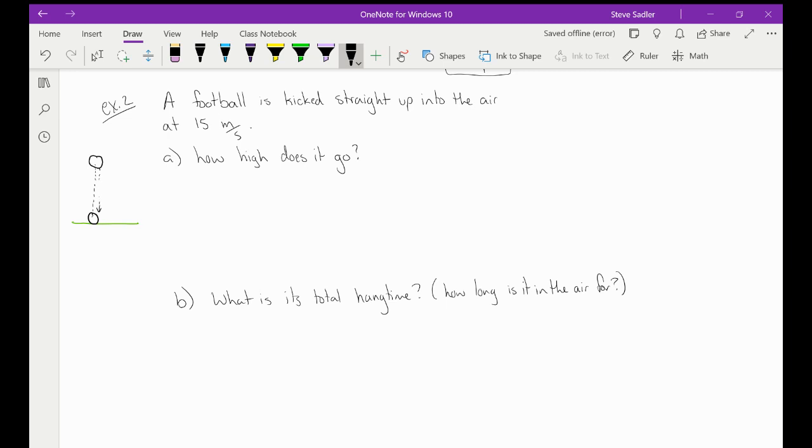So what do we know? Well, we know that it's being thrown into the air. So we know acceleration, negative 9.81 meters per second squared. I'll make downwards negative, upwards positive. We know that initially, it's kicked at 15 meters per second. That's basically all that we know.